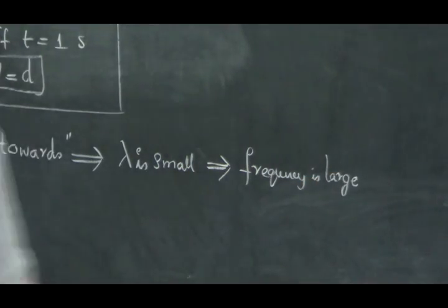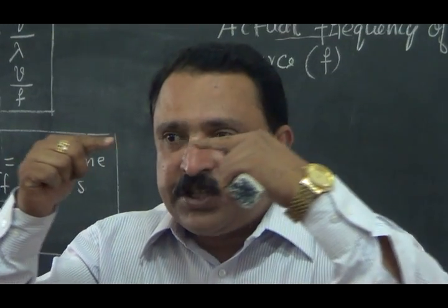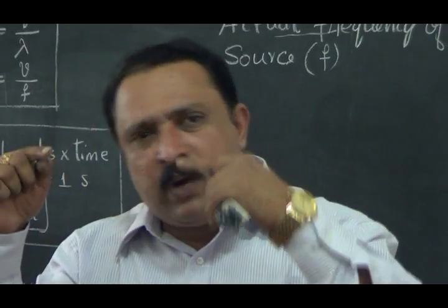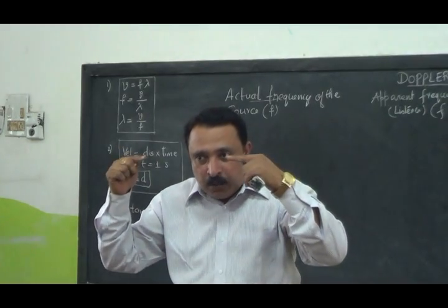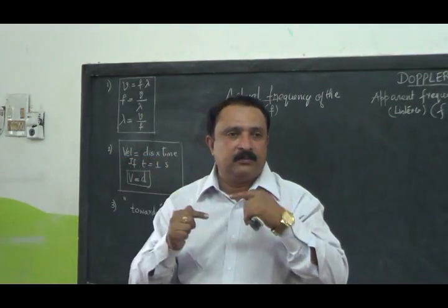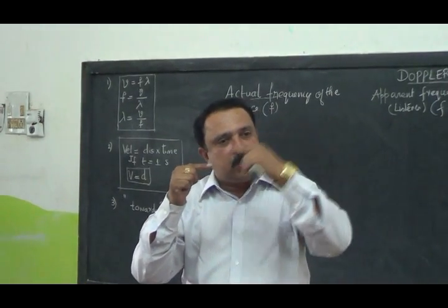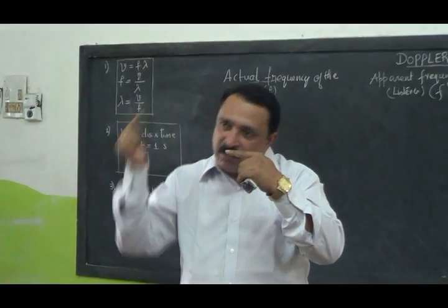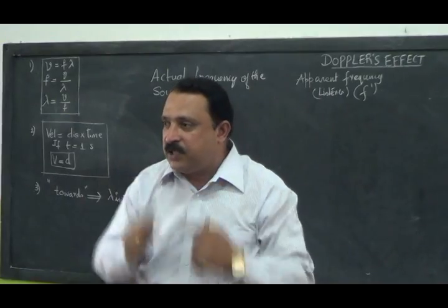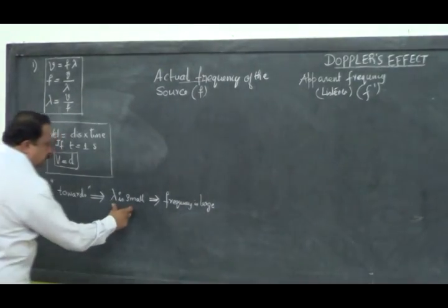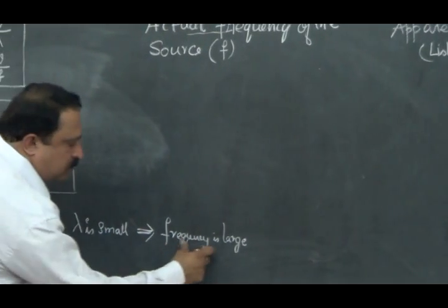What is the meaning of this? When the source and the observer are coming towards each other, or maybe any one of them be at rest, but still one is coming close to the other, or maybe both of them are coming close together. That means both are moving towards, or at least one of them is moving towards. Either the source is moving towards the observer, or the observer is moving towards the source, or both of them are moving towards themselves. In any of these situations, the waves will have smaller wavelengths, and therefore their frequency is large.